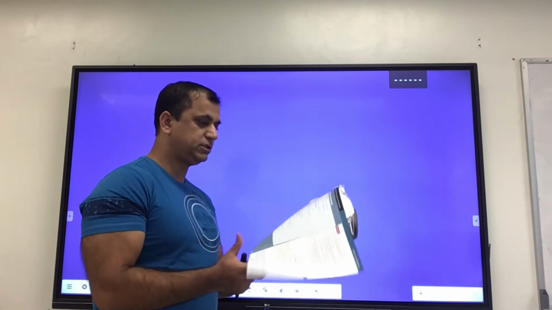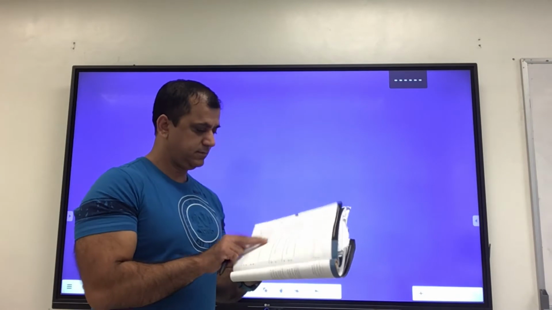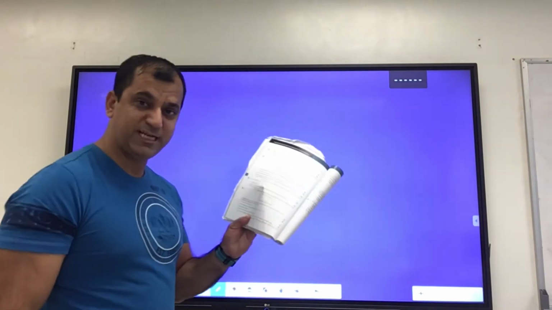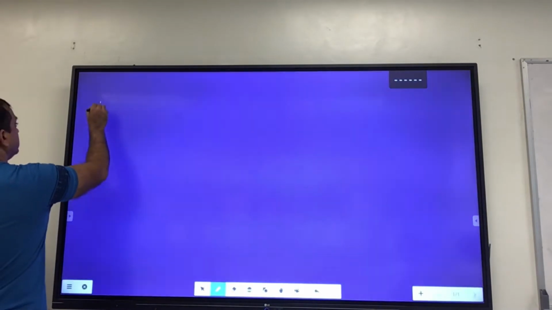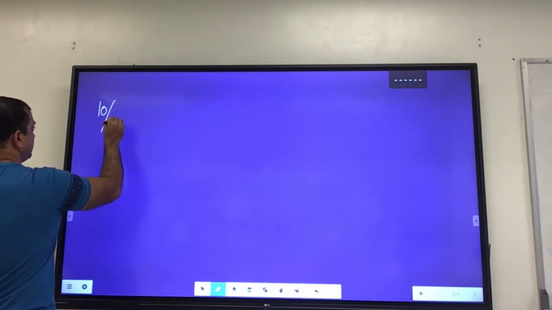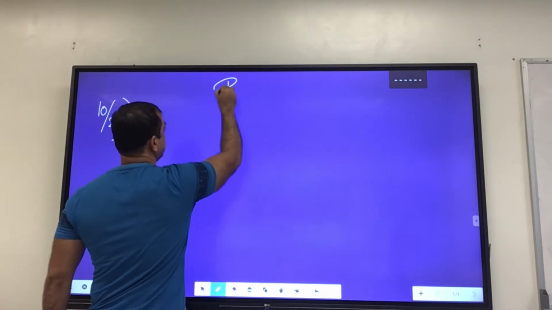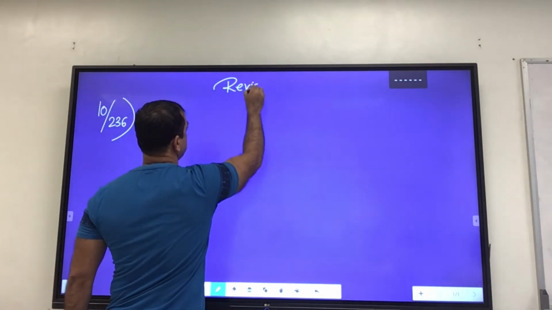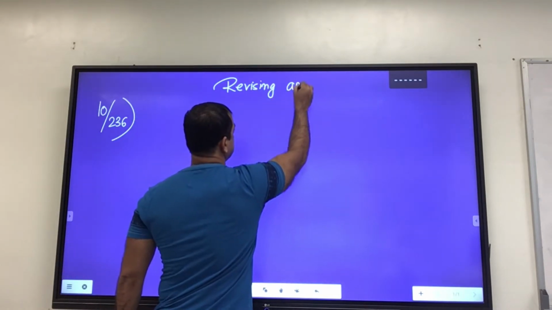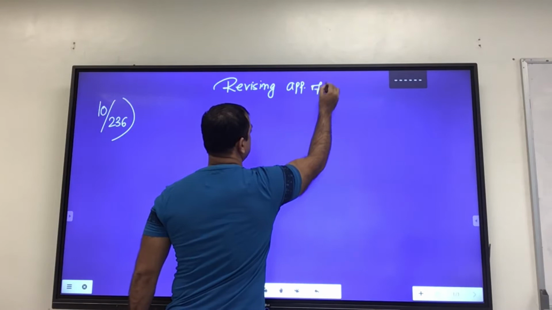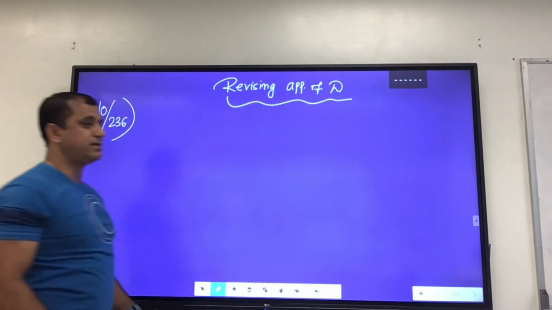Let's solve a question in chapter 8 exercise, end of chapter. Let's try to solve question number 10 from the textbook. This is the 10th question, page number 236. We're just revising applications of derivative, short form, okay? We're just revising application of derivative.